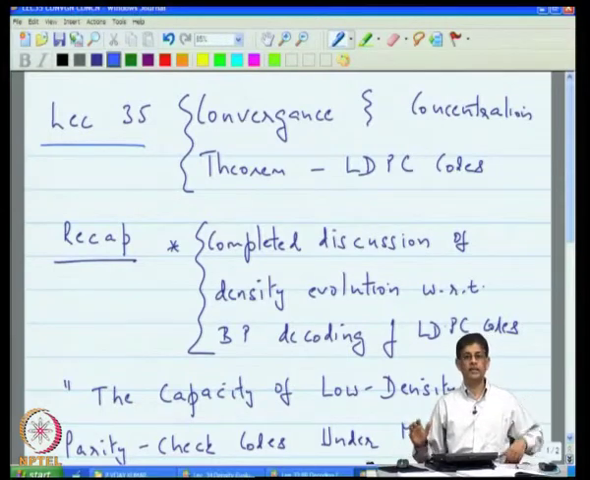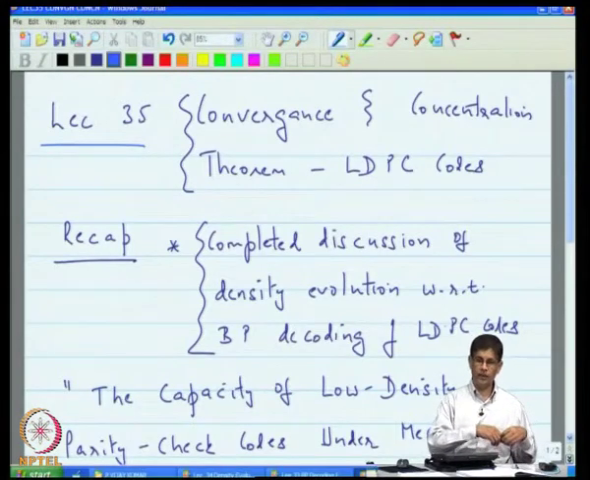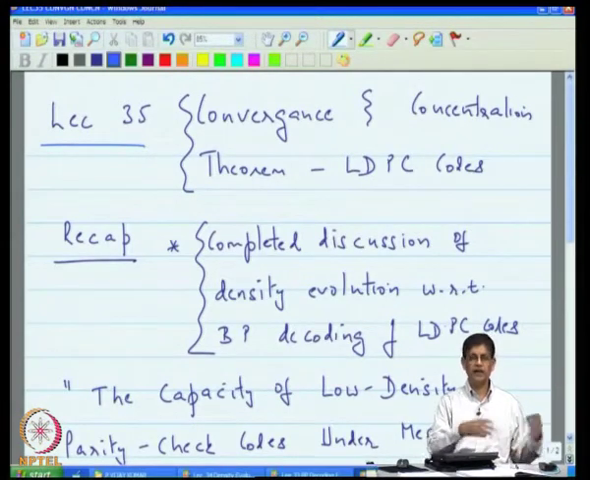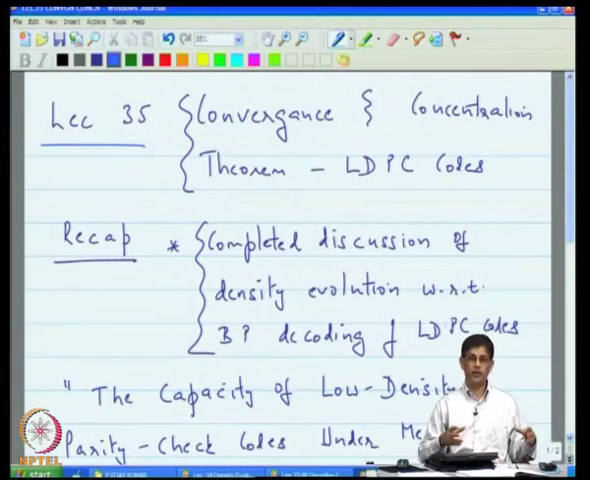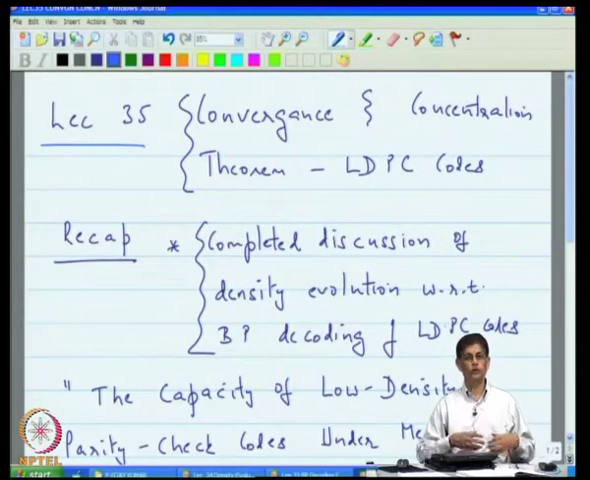In a nutshell, what it tells you is that belief propagation says you do density evolution, and if your neighborhood is tree like, density evolution will tell you that yes, your code is going to perform very well.